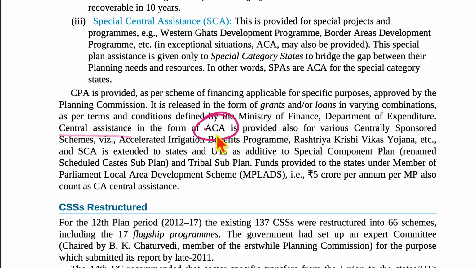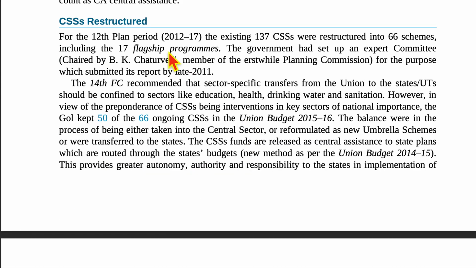Central assistance in the form of ACA is also provided for various centrally sponsored schemes, such as the Accelerated Irrigation Benefit Program, Rashtriya Krishi Vikas Yojana, etc. And SCA is extended to states and union territories as additive to the Special Component Plan, that is renamed Scheduled Caste Subplan, and Tribal Subplan. Funds provided to the states under the Member of Parliament Local Area Development Scheme, MPLADS, that is 5 crore per annum per MP, also count as central assistance.